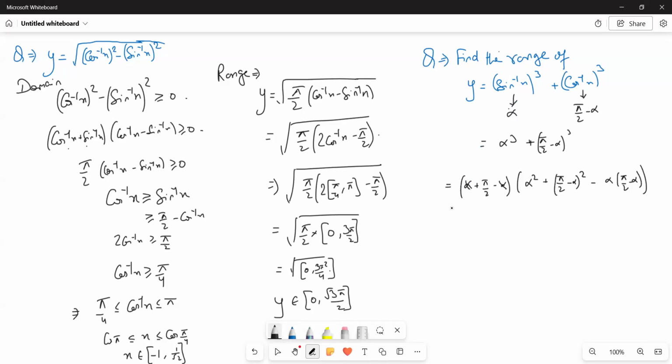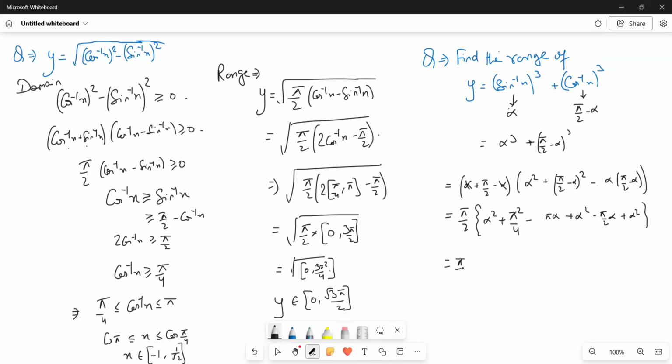तो इसमें तो अल्फा अल्फा कैंसिल होके कांस्टेंट हो गया पाई बाई 2. Now all we have to do is solve for this squared up entity. So this is alpha square plus pi square by 4 minus 2 pi alpha by 2. तो 2 कैंसिल हो जाएगा. Pi alpha plus alpha square minus pi by 2 alpha plus alpha square.